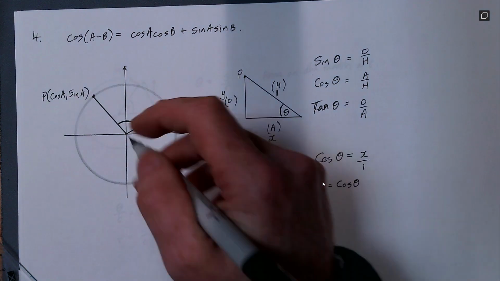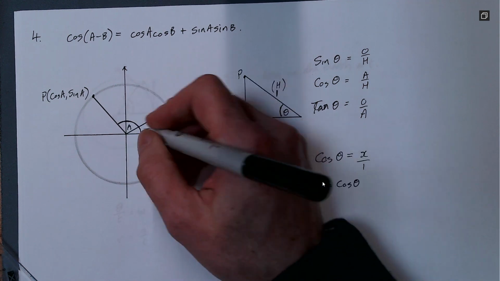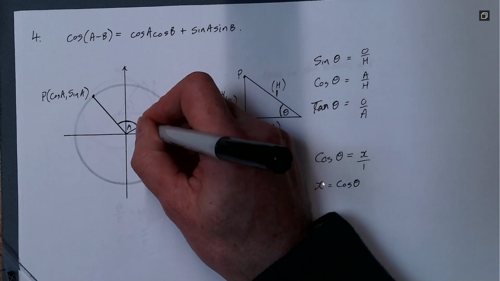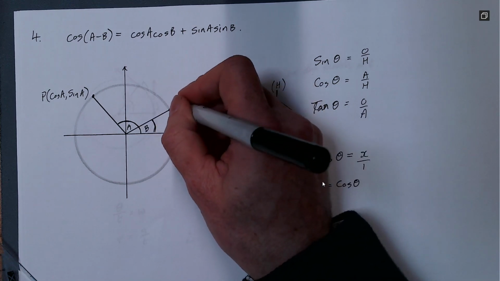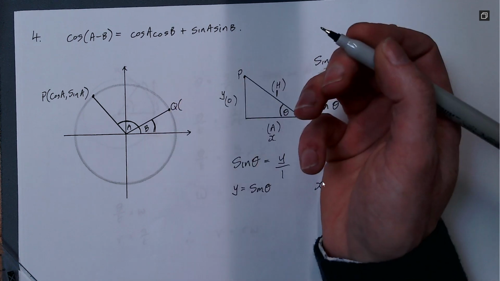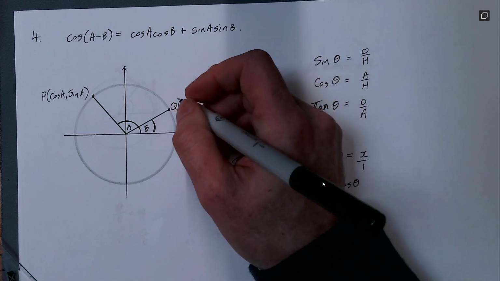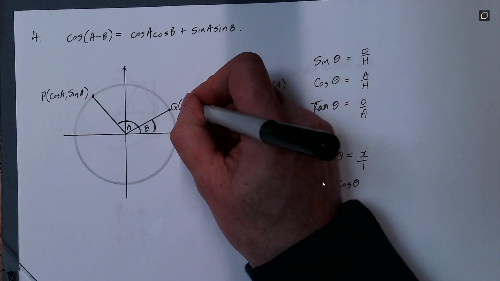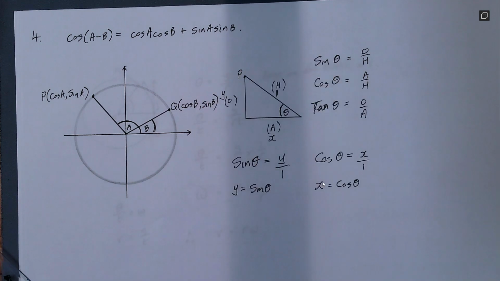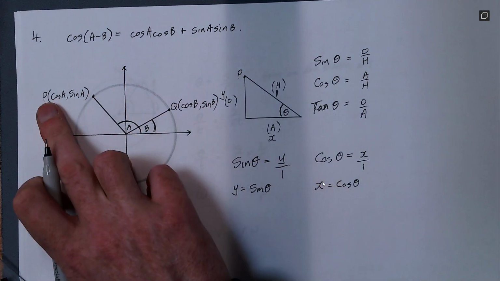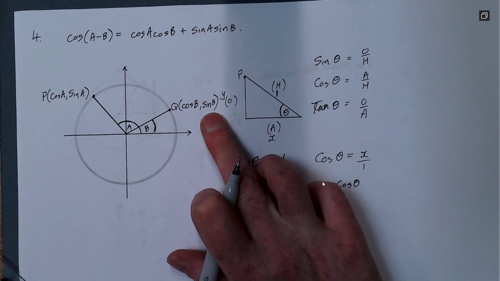Now for point Q, the coordinates will be (cos B, sin B). So we have P and Q in terms of cos A, sin A, and cos B, sin B.